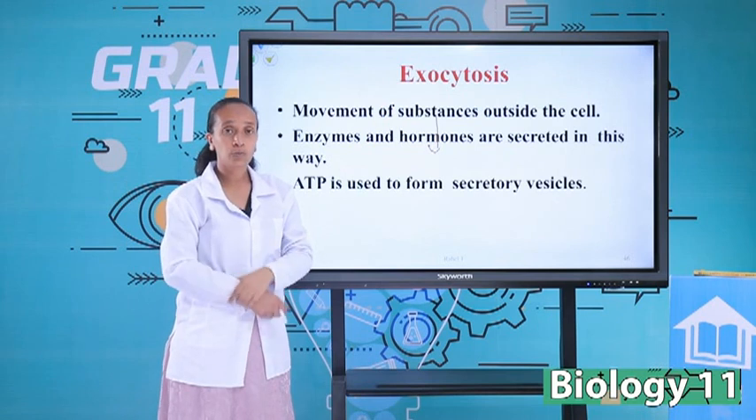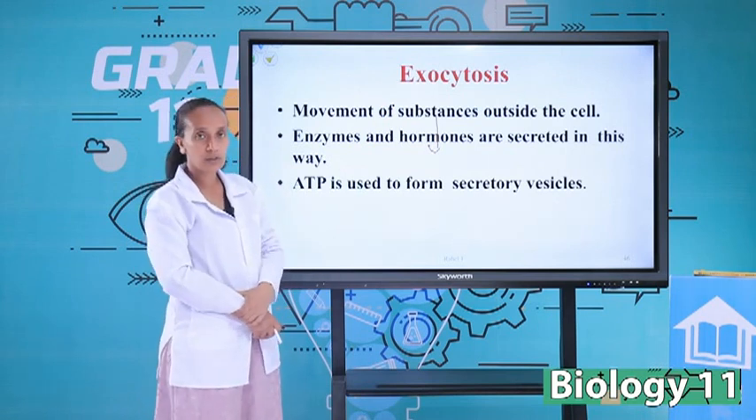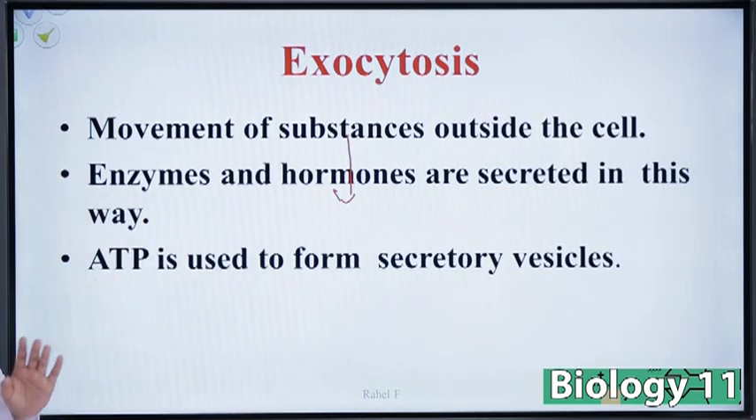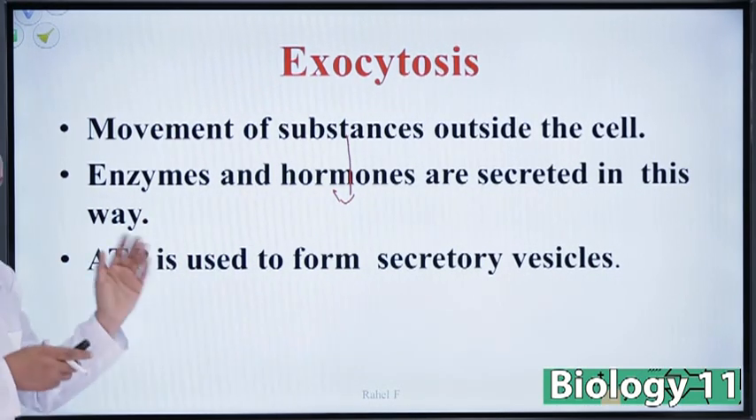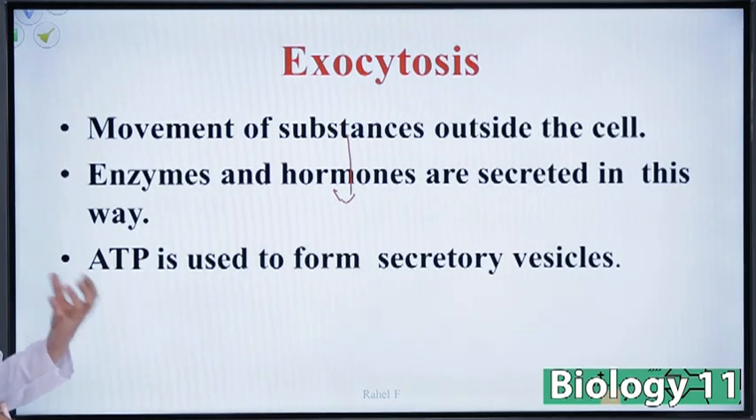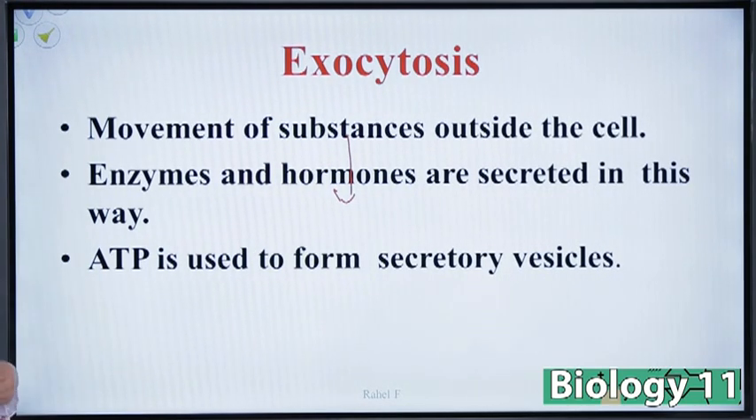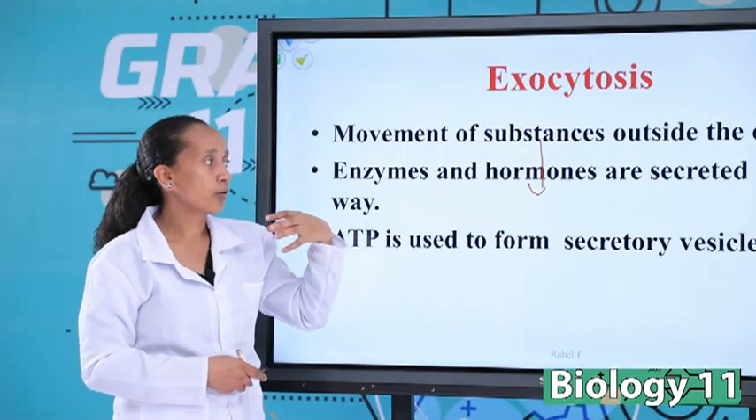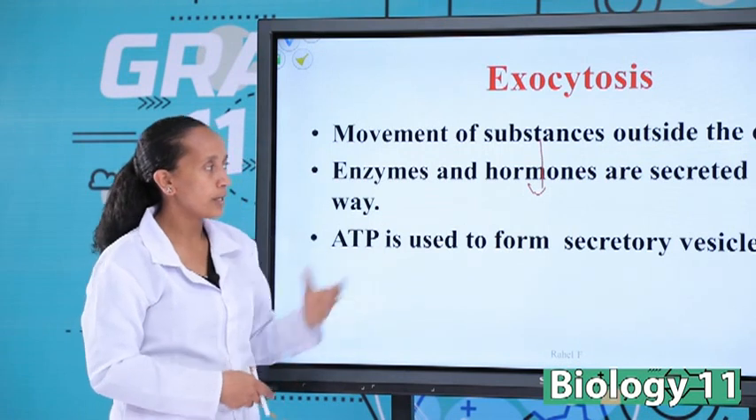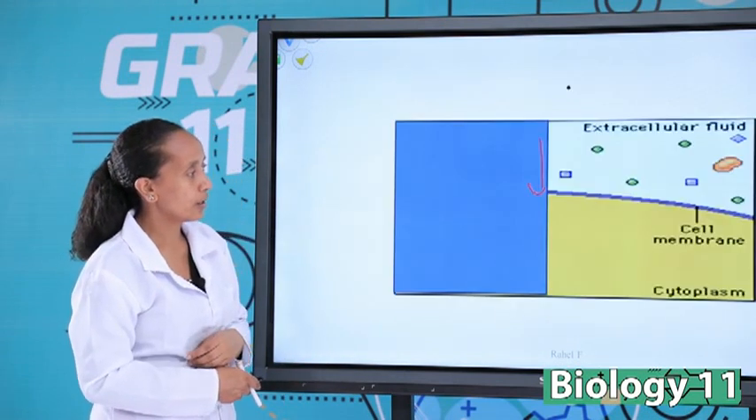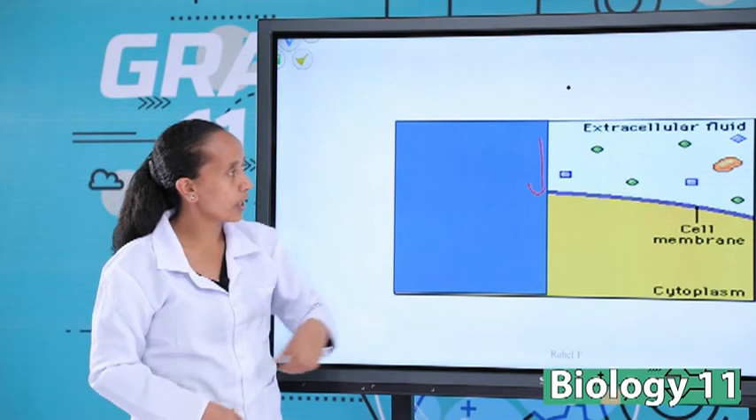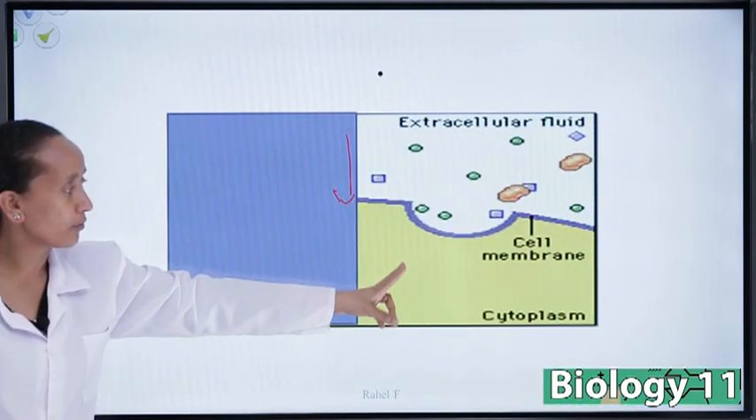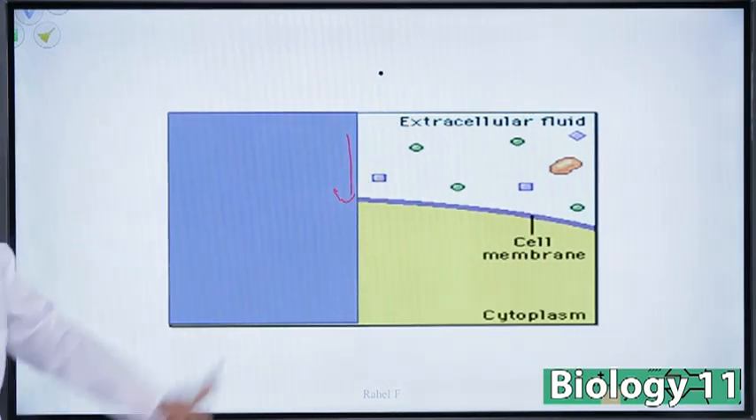And the last active process is exocytosis. As its name indicates, exo means outside the cell, and in this process, particles move out of the cell by secretory vesicles. The cell uses this process to release hormones, enzymes, for example, sweat, and other waste products. Here we have the diagram that shows exocytosis. The particles will collect in a vesicle and they become removed from the cell.